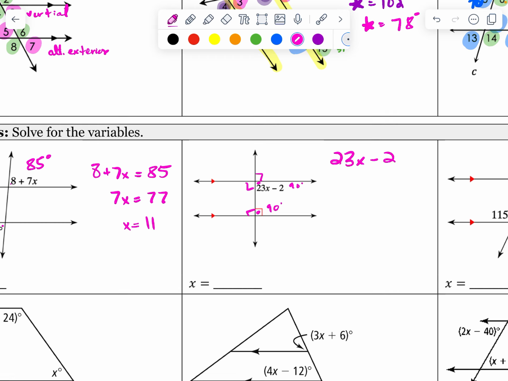23x minus 2 equals 90. 23x equals 92. What is 92 divided by 23? 4. Awesome.